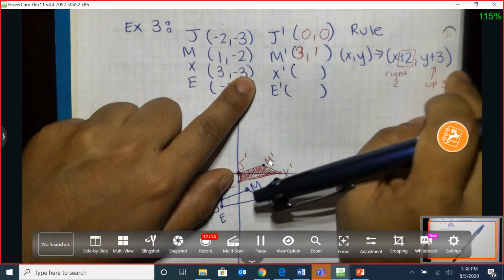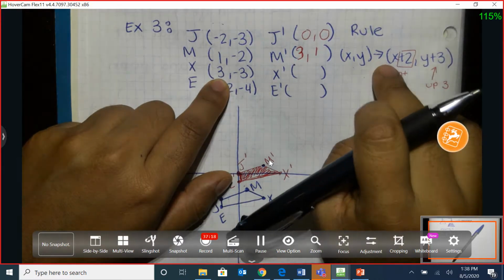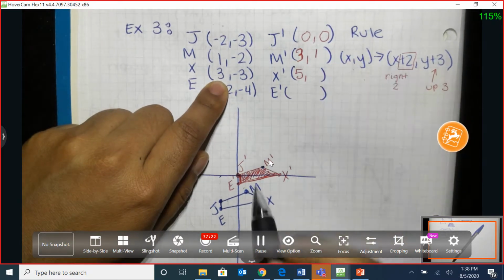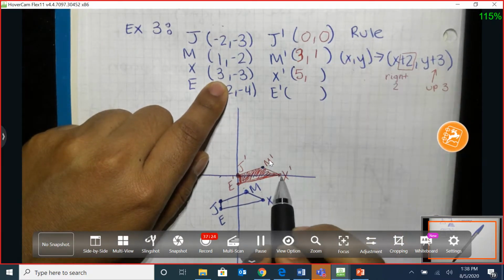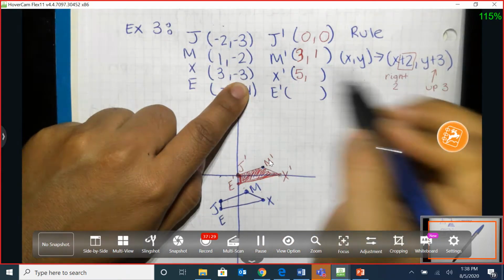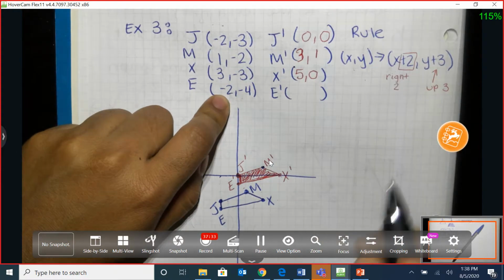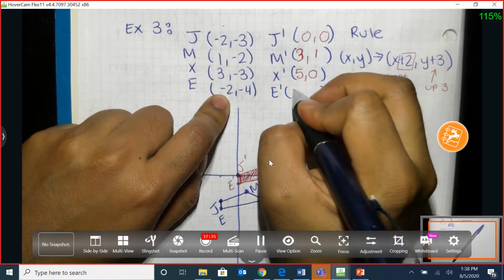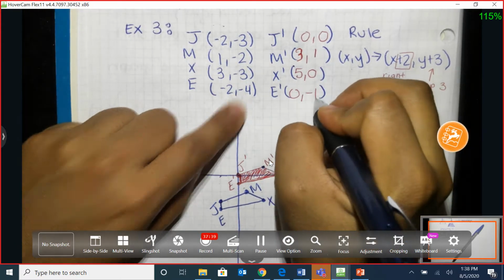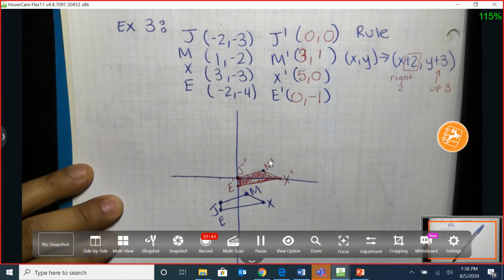If you don't want to be looking at the graph, you can also use your original points for x and y and simply plug it in. If x is 3, well then what's 3 plus 2? That gives you a 5. And it should match with your x prime on the graph. And then what's negative 3 plus 3? Positive, negative, they cancel out, so you have a 0. Negative 2 plus 2, again, 0. Negative 4 plus 3 gives you a negative 1. Or simply look at the graph and that's how you're going to find your points.